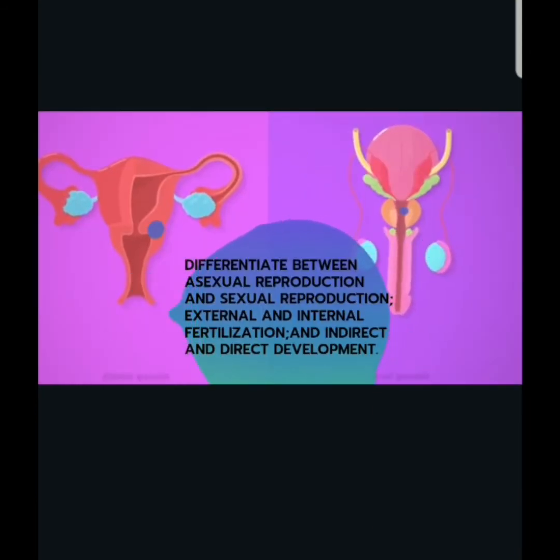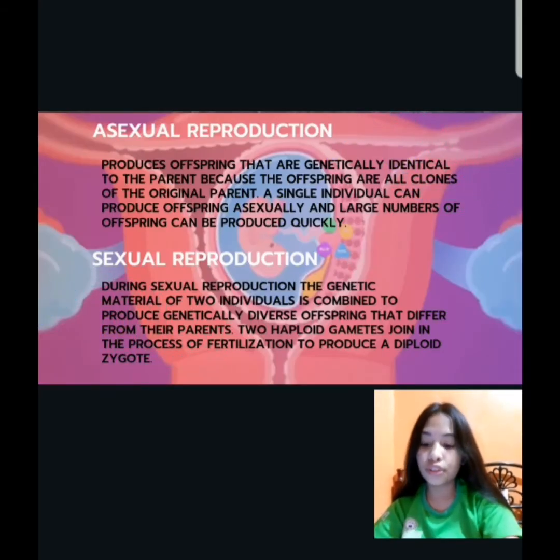Differentiate between asexual reproduction and sexual reproduction, external and internal fertilization, and indirect and direct development. Asexual reproduction produces offspring that are genetically identical to the parent because the offspring are all clones of the original parent. A single individual can produce offspring asexually, and large numbers of offspring can be produced quickly.